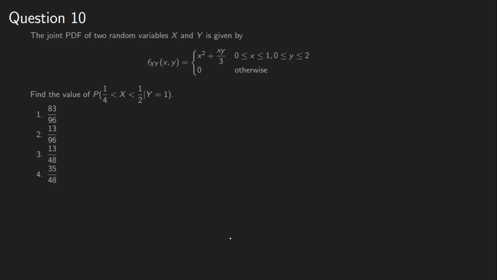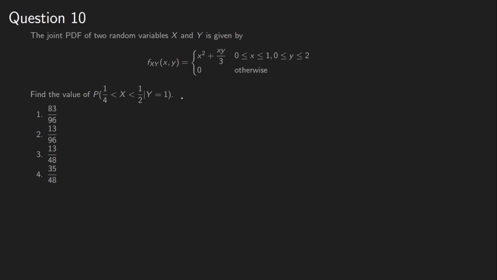In the 10th question, we have been given the joint PDF of two random variables x and y, given by f_XY(x, y) = x squared plus xy by 3, where x falls in the range 0 to 1 and y is in the range 0 to 2, and the PDF takes value 0 otherwise. We have to find the probability that x will take value between 1 by 4 and 1 by 2, conditioned on y taking value 1. So y has already taken value 1, and in that case we have to find the probability that x will take values in the range 1 by 4 and 1 by 2.